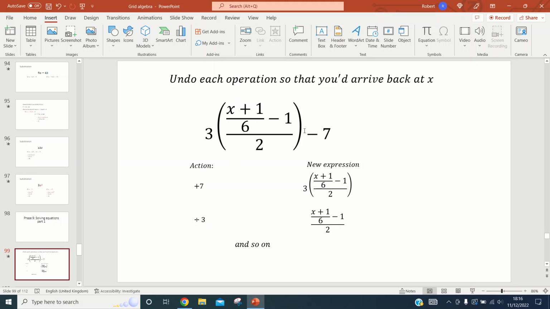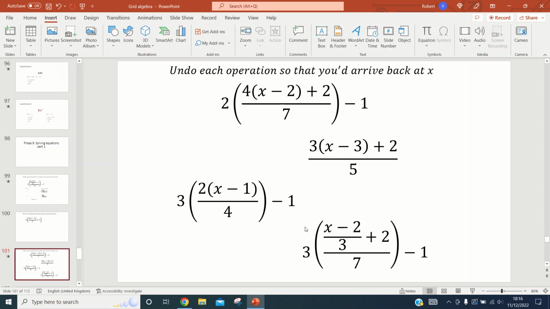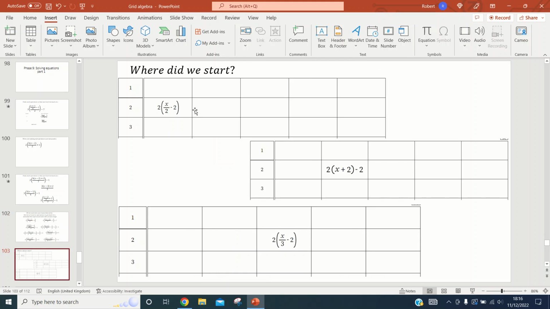So the undoing action was +7, and we end up with this expression. Then the undoing action was divide by 3, and we end up with this expression. So it's exactly like building up the expressions where you're writing the same thing over and over again, but you're doing it backwards. Otherwise, you could get them to draw in the arrows to get to their original point. You could get them to do that as well.